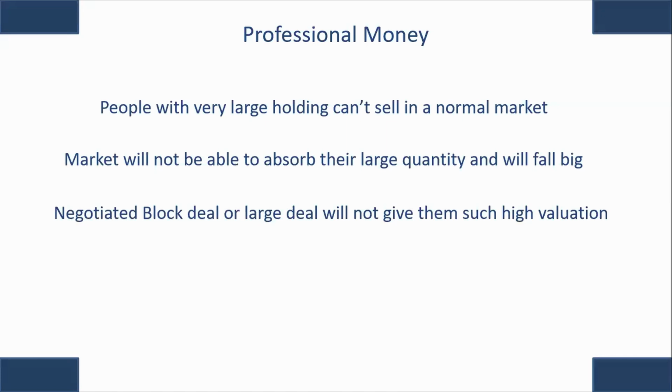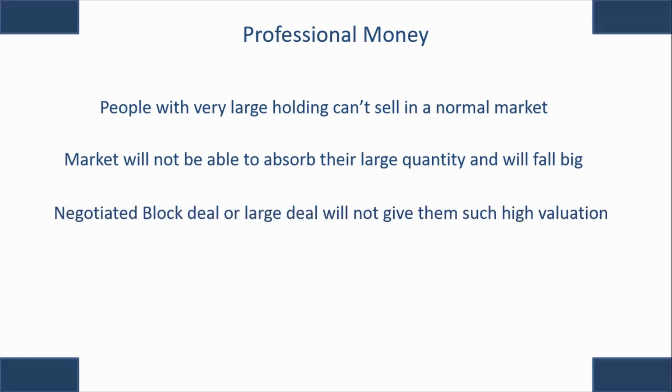So the only alternative for them in a normal market is to go for a negotiated block deal or large deal through a fund manager or an institutional investor. Whenever a fund manager or institutional investor is going to buy through a negotiated deal, he or she will not pay such a high price over valuation, right? Whereas the market is currently clearly overvalued at the peak, at the top, right?